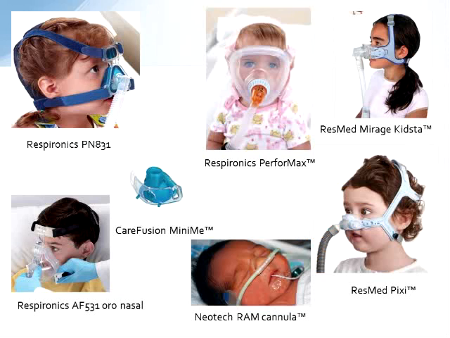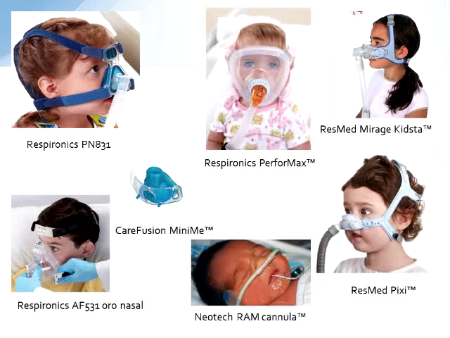So some of the masks you see there, the Respironics PN831 and the Respironics AF531, are a nasal and oro-nasal mask respectively. Both of those devices are available. The AF531 is really only for kiddos that are 20 kilos and bigger, so 7-year-olds, give or take. Whereas the PN831 has actually been approved for kiddos 1 year or older or 7 kilos.